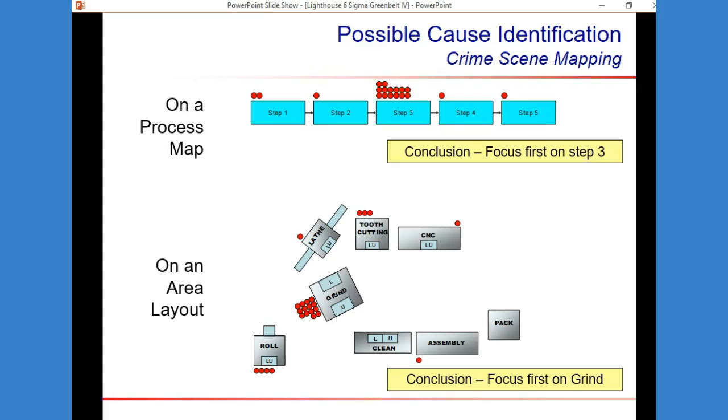So questions on any of that real quick? Pareto analysis, process mapping, versus a crime scene map. All pretty straightforward.